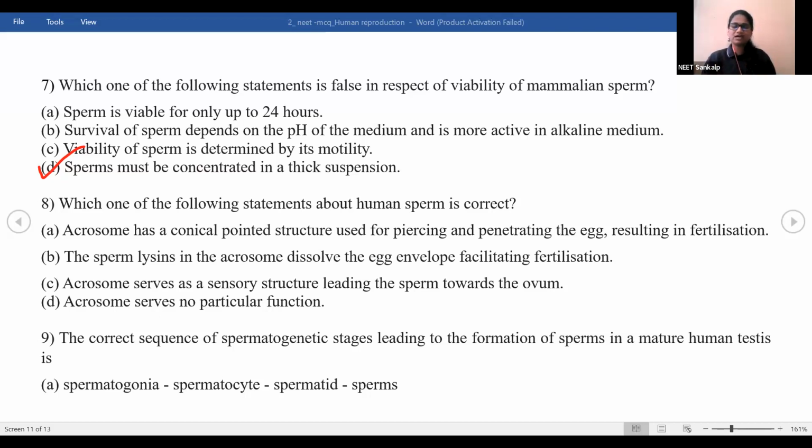What is your response? This is about the acrosome. They are asking for the correct statement. Okay, I got the first two responses from Anvita and Priyanka. Yes, Jyoti, Nagini. What about others?